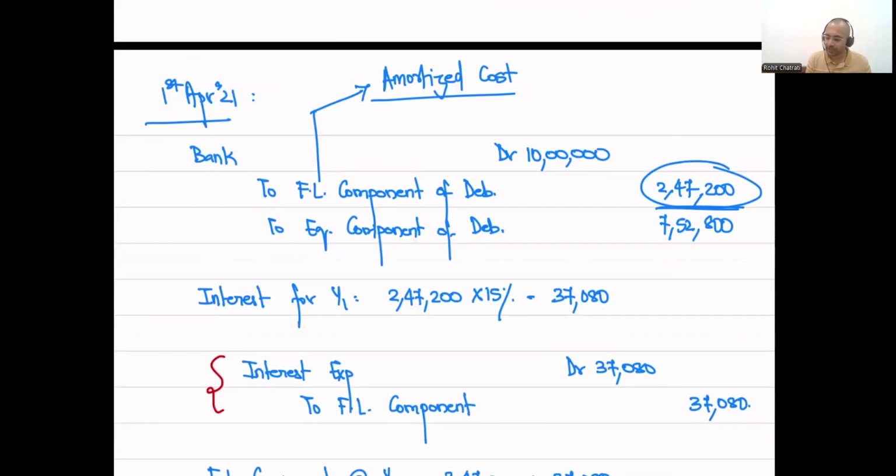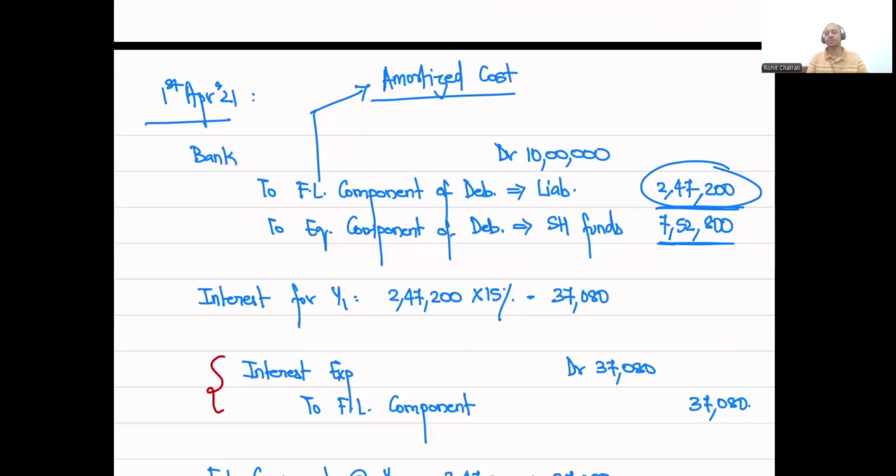With respect to equity component, this 7,52,800 will exactly stay as it is. There is going to be no change to the value. We will continue to report this as 7,52,800 under the shareholders funds. Remember, this financial liability is going to be disclosed under liabilities, whereas this is going to be disclosed under equity or under shareholders funds.